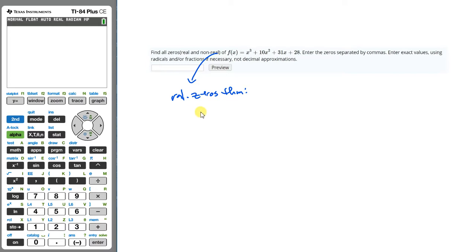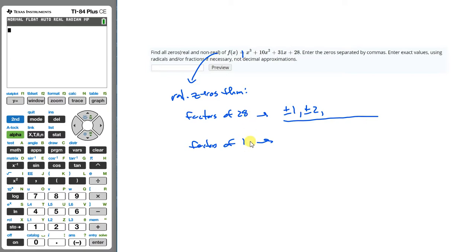Okay, so I need factors of 28 divided by factors of 1, because 1 is the leading coefficient. So what goes into 28? Well, 1 goes in, 2 goes in. Does 3 go in? 3, 6, 9, 12, 15, 18, 21, 24, 27. No, you just count by the number. It didn't hit the 28, so it doesn't go in.